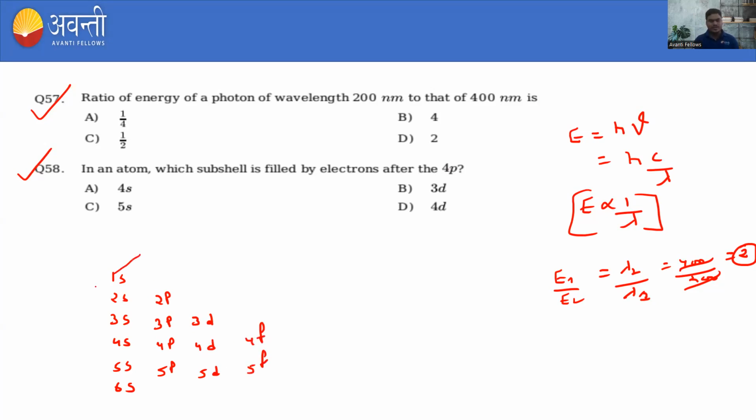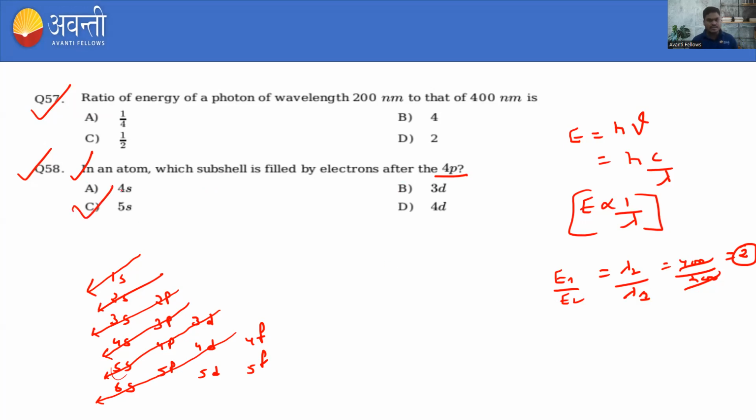So how will you remember the arrow? Like this only. Clear? Okay? Good. So this is how you will remember the particular arrow. First of all, you need to fill the electron in 1s, 2s. Then this question is asking in an atom which subshell is filled by the electron after 4p. So where is the 4p? Yeah, 4p. So after 4p, we have a 5s.